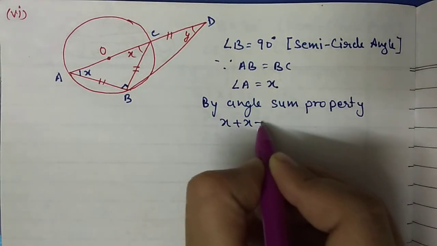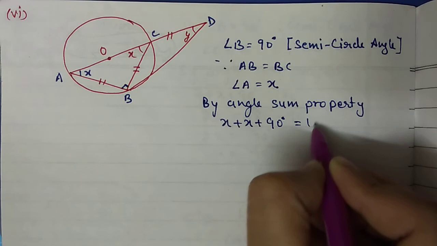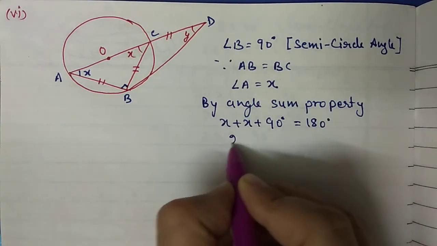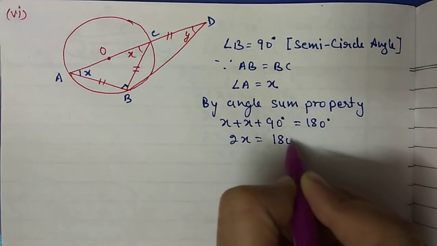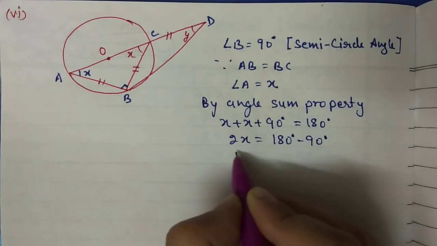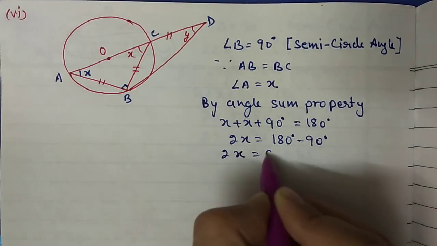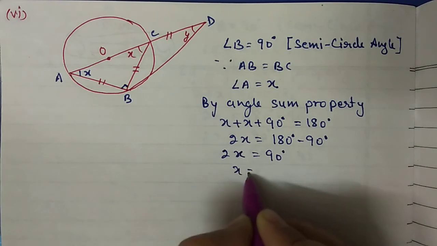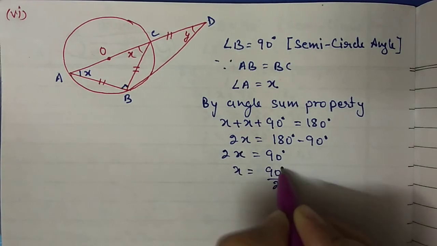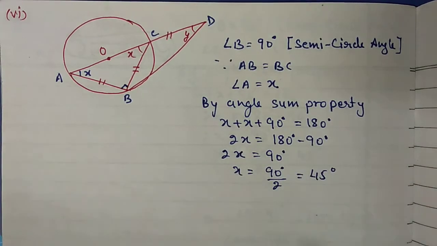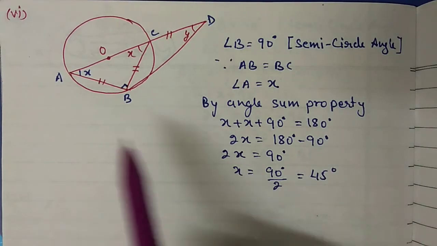x plus x plus 90 will be 180 degrees. x plus x will become 2x, and 90 you can shift to the other side. So 2x is equal to 90. The x value will be 90 divided by 2, equal to 45 degrees. Now in this other triangle, x we got.